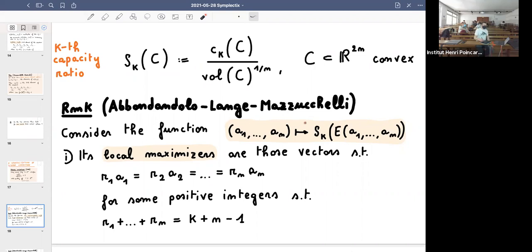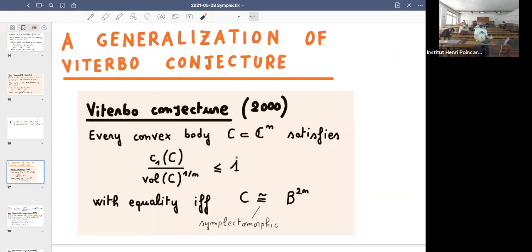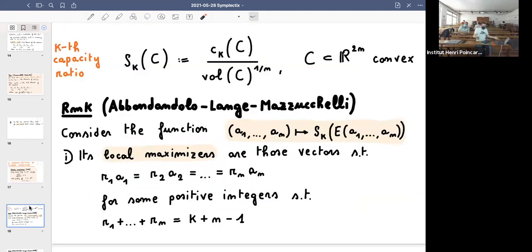It's well known that Viterbo's conjecture holds on the subspace of ellipsoids. If all the convex bodies you consider are ellipsoids, then this conjecture is very easy to prove, because for ellipsoids everything is explicit. So here's the situation for the higher capacity ratios on the space of ellipsoids. I'm going to consider the capacity ratio rho k on the space of solid ellipsoids.